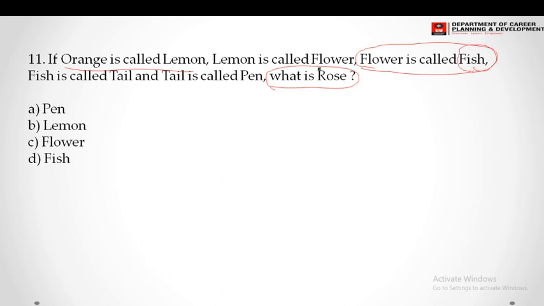And I already told that a flower will be given two times. So you know this one, because in this case lemon is called as a flower, not flower. So answer will be fish. So fish is given in option D. So option D will be the correct answer.